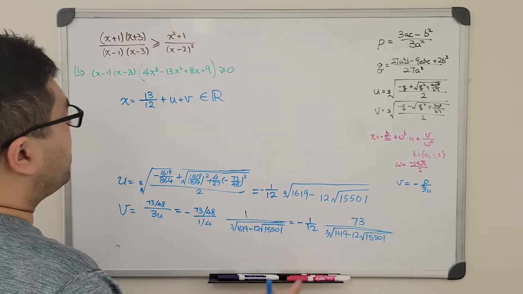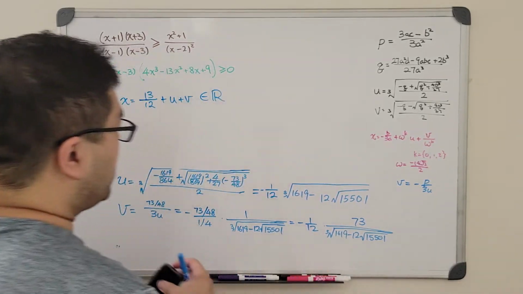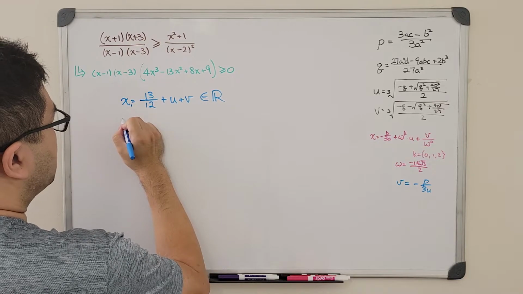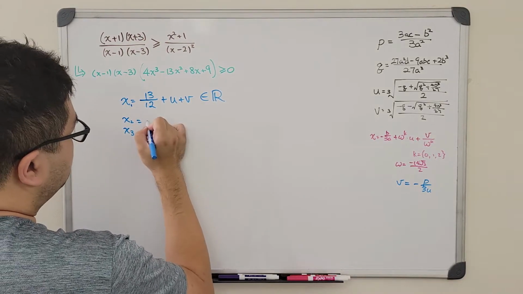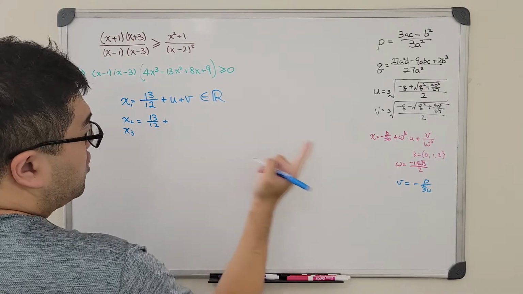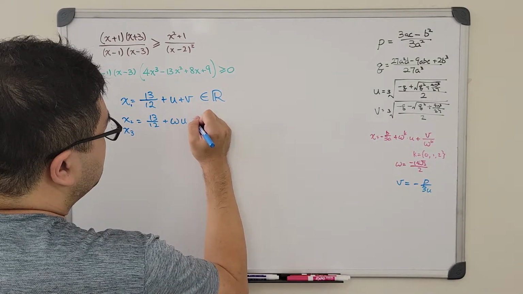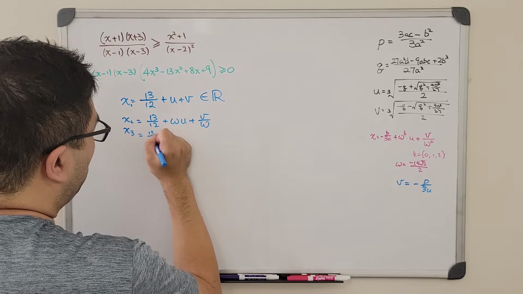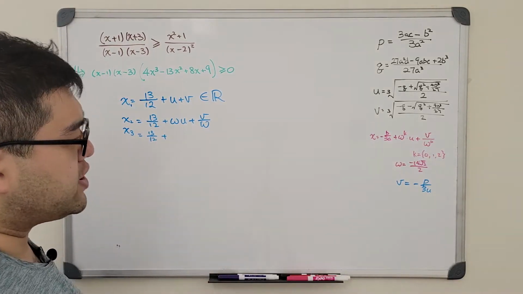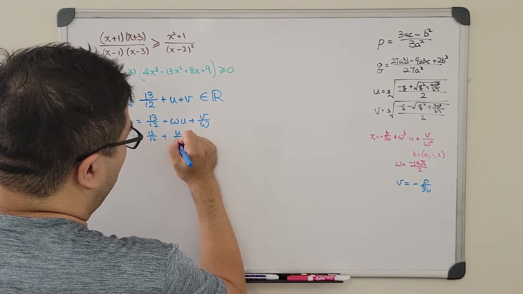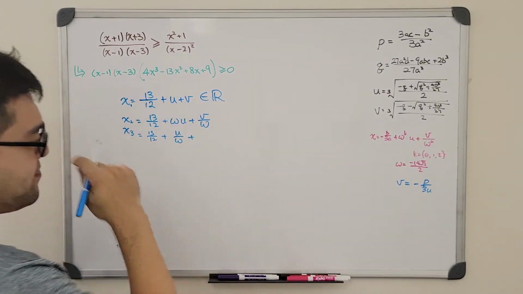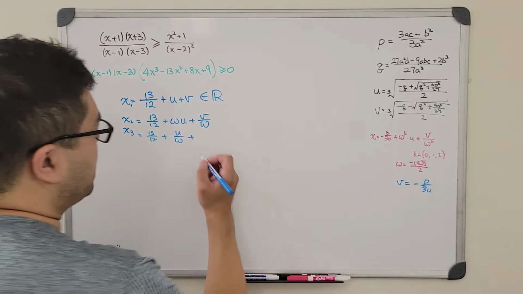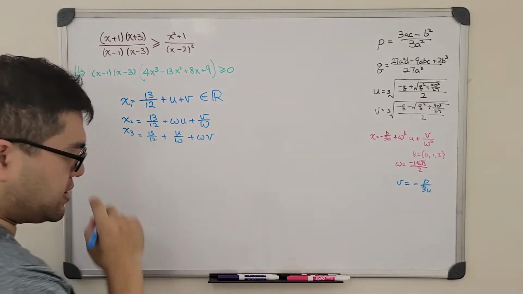Good. Now for the other two, we are going to get the following. I'll label them as x1, x2, and x3. For the other two, we will get omega times u plus v over omega. And then here we get omega squared. And again, omega squared is actually the same as 1 over omega. So I'll write u over omega plus, and here again, if we square it, 1 over omega squared is actually the same as omega itself. So we actually get this.